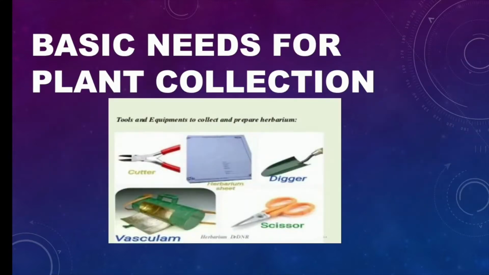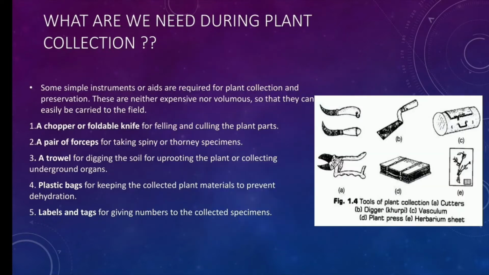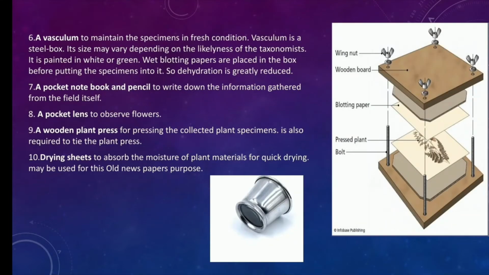There are some basic needs for plant collection. These are the things which we need during the plant collection: a chopper or a foldable knife, a pair of forceps, a trowel, a plastic bag, a label and tag, a vasculum, a pocket notebook and a pencil, a pocket lens which is used to observe the flowers, a wooden plant presser, and drying sheets.